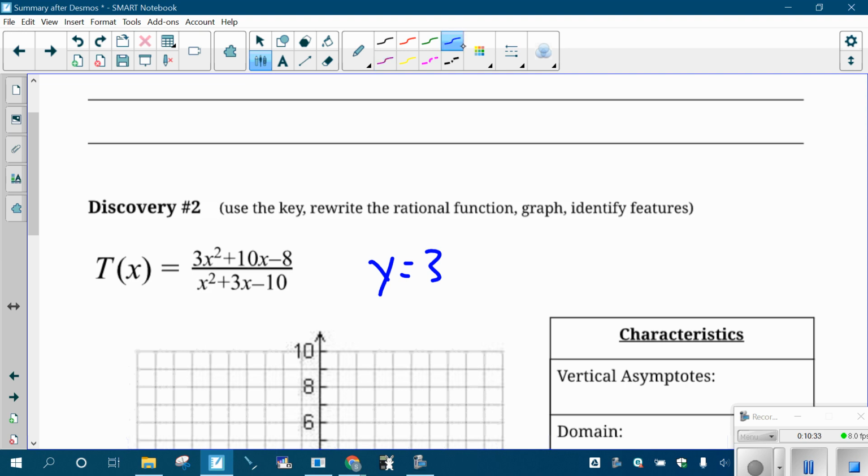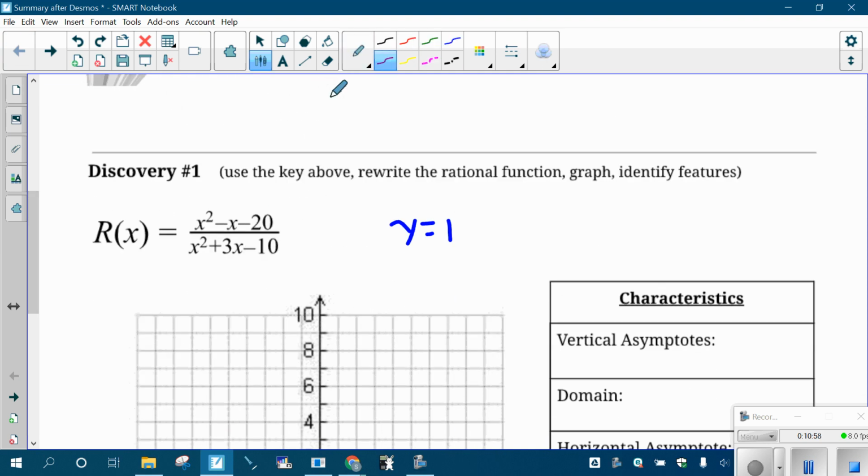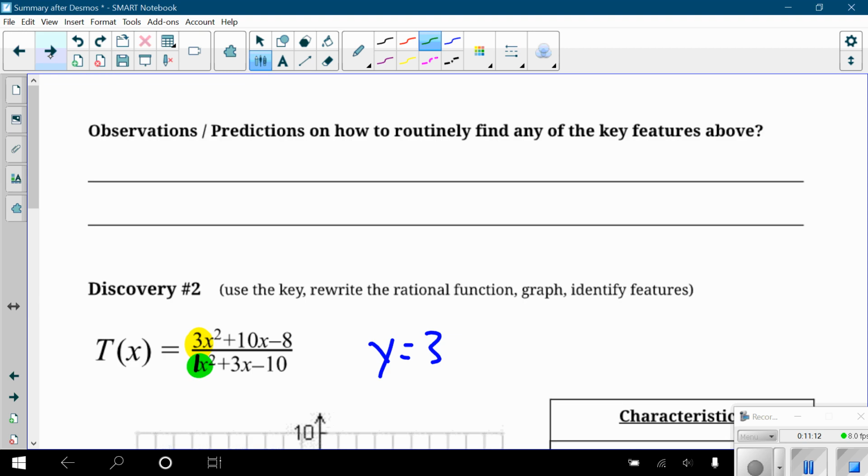The reason for that, and again, this is kind of hard to see, is that you're really looking at the leading coefficients. In this case, the leading coefficient was a 3 in the numerator, the leading coefficient in the denominator was a 1, and you divide those. It's the ratio of those. So 3 divided by 1 is 3, and so you have a horizontal asymptote at 3. In the first one, the leading coefficient was 1 for the numerator and 1 for the denominator. The ratio of those, 1 divided by 1, is 1, and that's why there's a horizontal asymptote at 1.